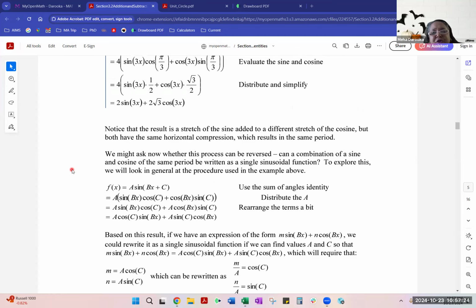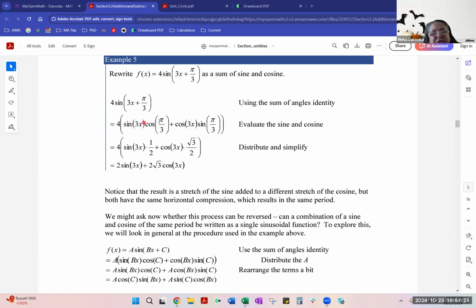Very nice. So here they're basically talking about how the stretch of the sine function is added to a different stretch of the cosine function. They're saying that both end up having the same horizontal compression, which will result in the same period, because you can see that 3x preserved in both the sine and cosine functions. That value stayed the same, but the 4 you had in the very beginning of the sine function becomes 2 times the sine function, while on the cosine side it becomes 2 times the square root of 3. So the result has a stretch of the sine function added to the stretch of the cosine function, those are the values up front, but the horizontal compression still came out to be the same.